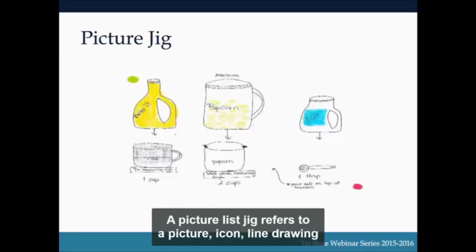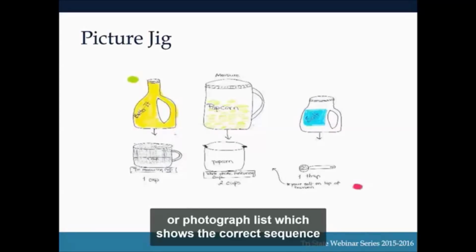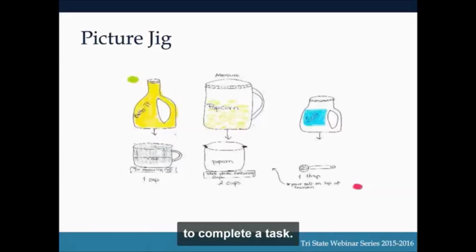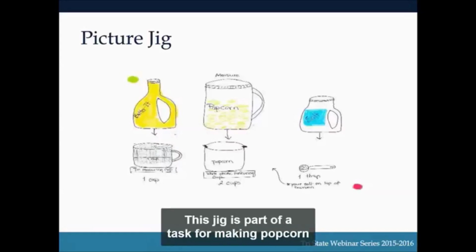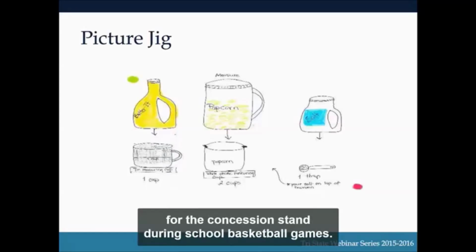A picture list jig refers to a picture, icon, line drawing, or photograph list which shows the correct sequence to complete a task. This jig is part of a task for making popcorn for the concession stand during school basketball games.